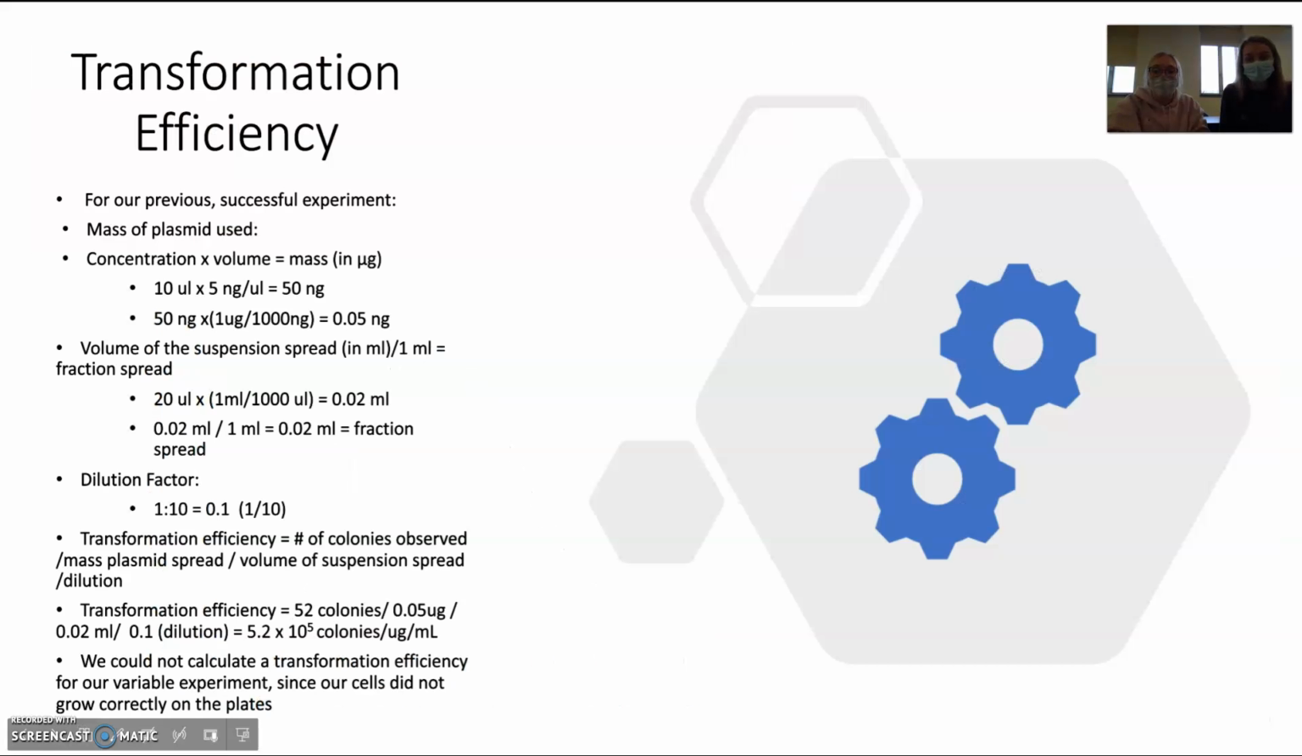This transformation efficiency calculation was pulled from our last previous successful experiment, and we used the mass of plasmid used, the volume of suspension spread, the dilution factor, and the number of colonies observed to calculate the transformation efficiency. That was 5.2 times 10 to the 5th colonies per microgram per milliliter for our last experiment. In our new experiment with the variable in play, we could not calculate a transformation efficiency because our cells did not grow correctly on the plates and we did not have any growth on our ampicillin plates.